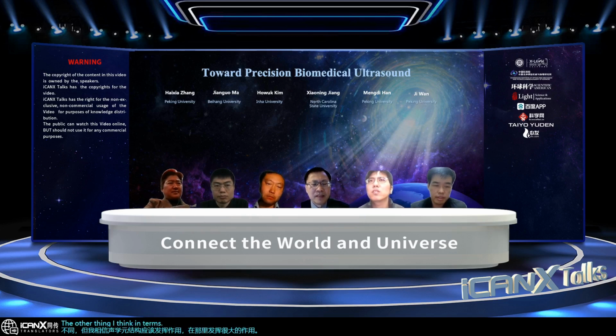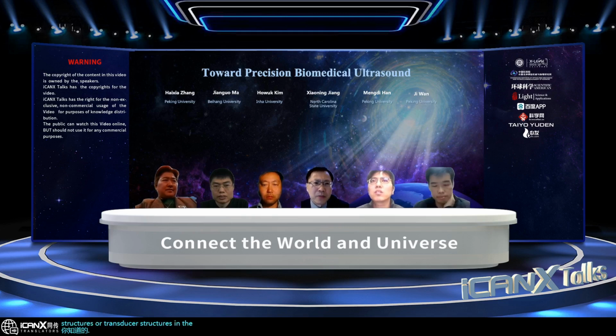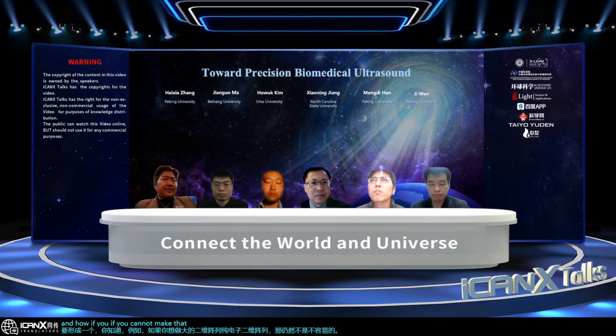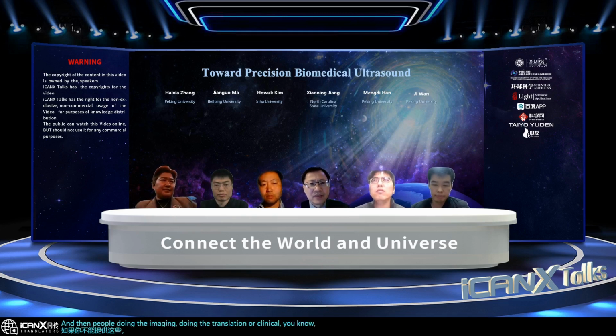The other thing I think is in terms of the manufacturing side, how you make the different structures or transducer structures in a more efficient way. For example, if you want to make a large 2D piezoelectric array, that's still not easy, right? And if you cannot make that available, then people doing the imaging, the translation or clinical translation, will not benefit from the new imaging method and stuff like that. So I do believe those large 2D arrays, or even 3D arrays or flexible arrays, are still a manufacturing challenge to the researchers.